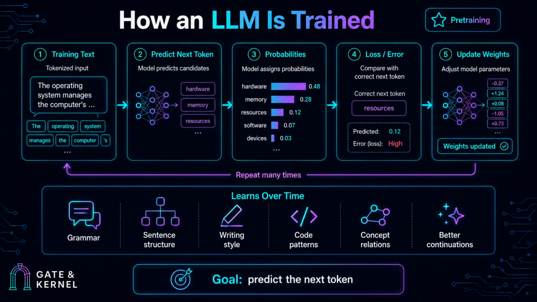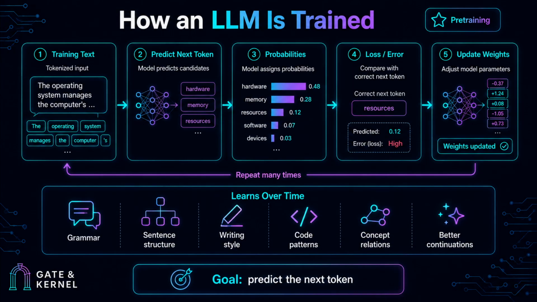The model produces probabilities for many possible tokens. For example, hardware, 40%. Resources, 30%. Memory, 20%. Software, 7%. Other possibilities, 3%. The training system knows the correct continuation from the original text. If the model gives the correct answer a low probability, the system calculates the error and adjusts the model's parameters slightly. Then it performs another prediction.